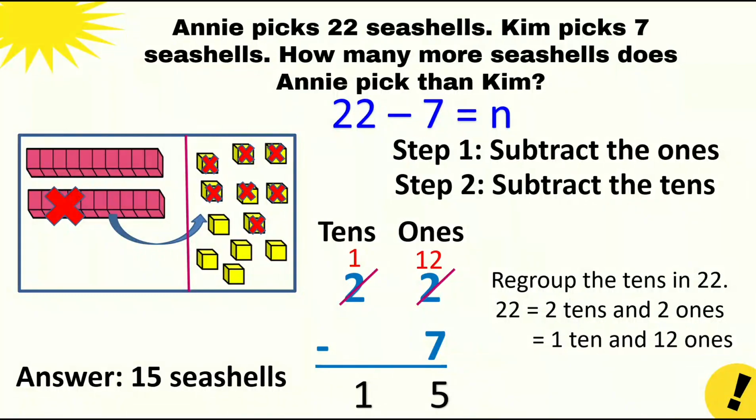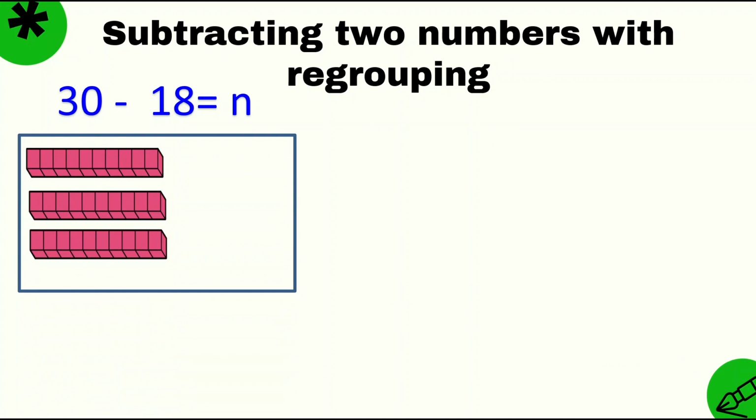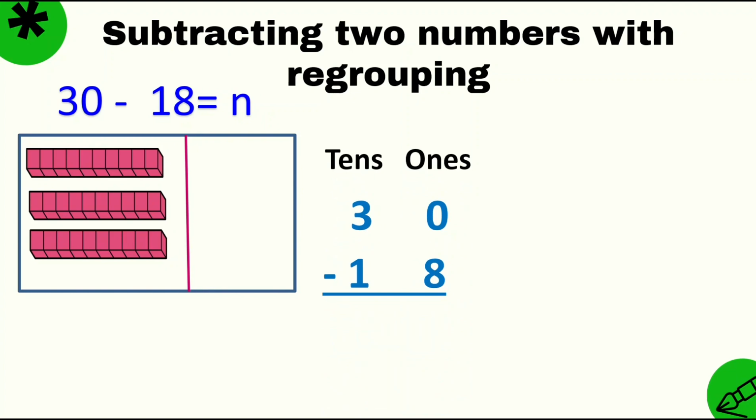Alright. So this time we're going to subtract 2-digit numbers. So let's say we have 30 minus 18 equals n. So let us represent 30. That is 3 tens and 0 ones. Let's write that in vertical form. And then first, can I subtract 8 ones from 0 ones? No, right? Because 8 is more than 0. More on the floor. Go next door.